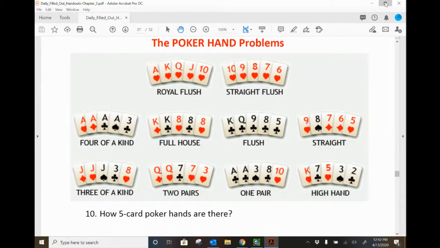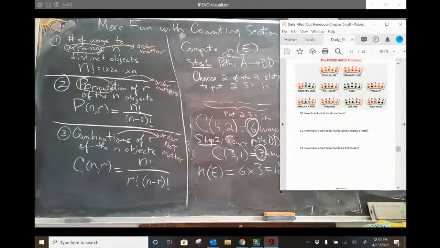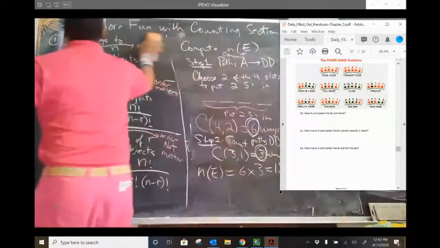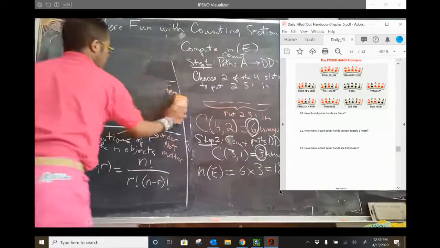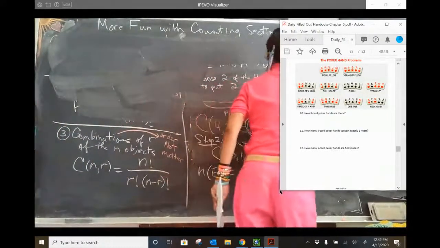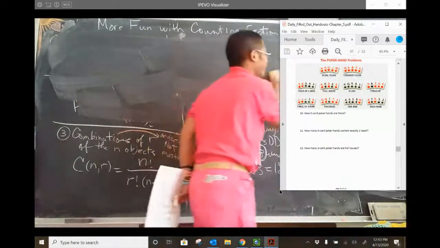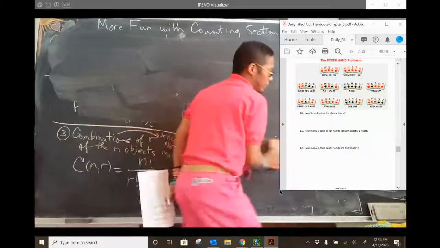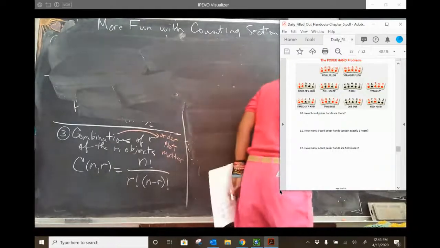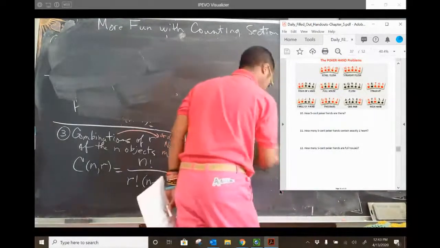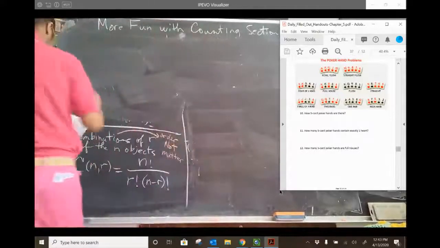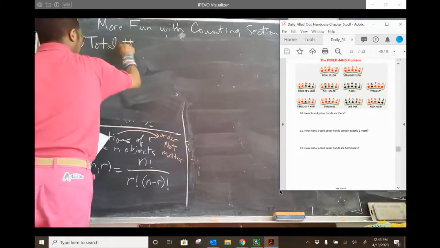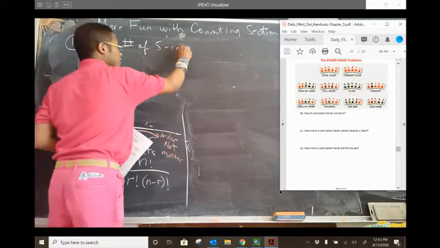So the question that's being asked first is, how many 5-card poker hands are there? Not too hard to think about that. You think to yourself, I want to choose 5 of the 52 cards. How many ways can you choose 5 of the 52 cards? When I say the word choose, there's no question about it. The formula, the thing that starts with the letter C, right? So the total number of 5-card poker hands.